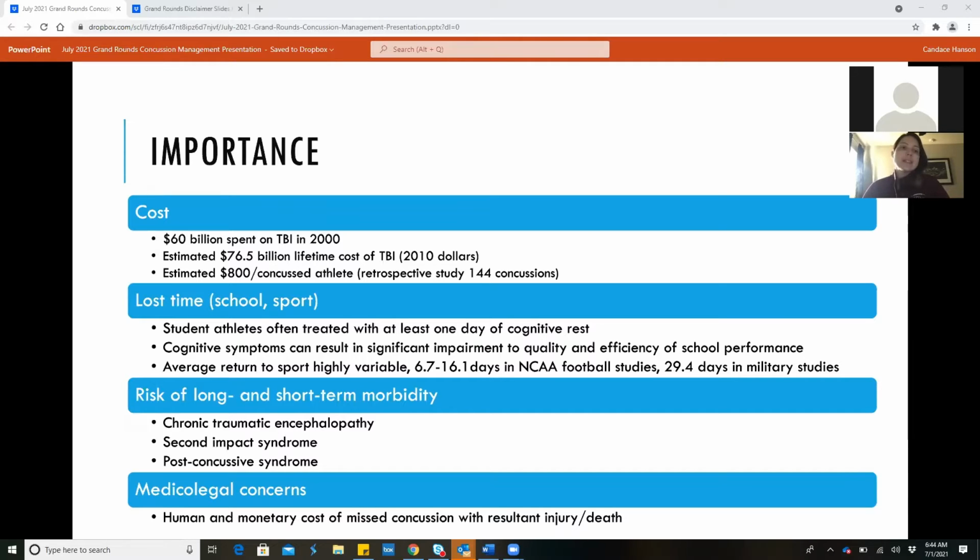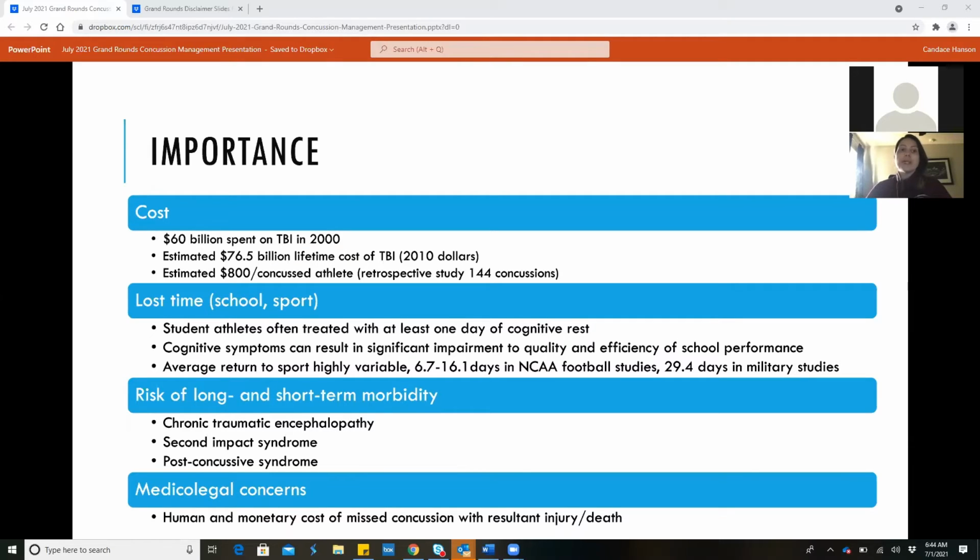Also, of course, there is lost time from school and lost time from sport. Student athletes often are treated with at least 1 day of cognitive rest. Their symptoms can take significantly longer to improve. And as they have cognitive symptoms, they can definitely have impairment in quality and efficiency of school performance. I have had plenty of athletes who have had difficulty catching up at school with a severe concussion. And we have to be considering what this means to our athletes, especially in high school or college.